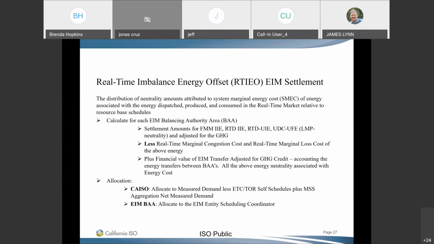So as you can see, if I'm paying a generator, and let's say the greenhouse gas component is $2, so that's a reduction in price for that energy, I'm going to compensate that resource back $2 if it gets an obligation. But where that obligation is coming from is the fact that I've already charged it to the load in the California area. So again, this real-time imbalance energy offset, when we allocate it to the ISO balancing authority area, we do it to measured demand less ETCs. And for EIM, we allocate it to the entity.